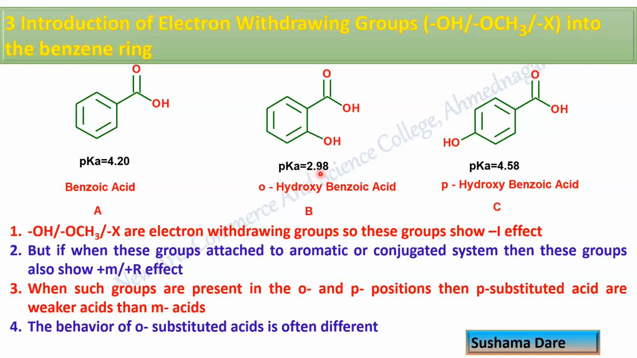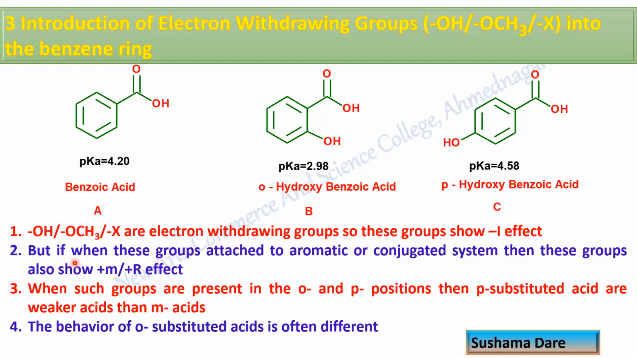So what does this pK indicate? Smaller the pK value, stronger is the acid. So it indicates that ortho-hydroxybenzoic acid is a strong acid as compared to para-hydroxybenzoic acid and benzoic acid. So why did this happen? Now hydroxy, methoxy and X, these are electron withdrawing groups. So these groups show minus I effect. As the heteroatom is present, all heteroatoms are electronegative. So because of that, all these groups show electron withdrawing inductive effect.